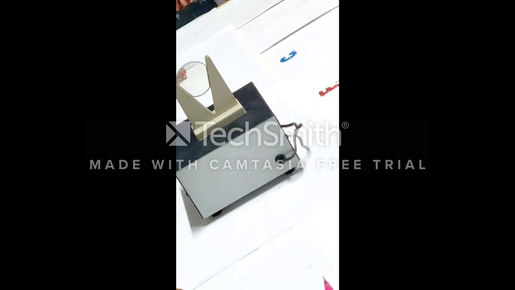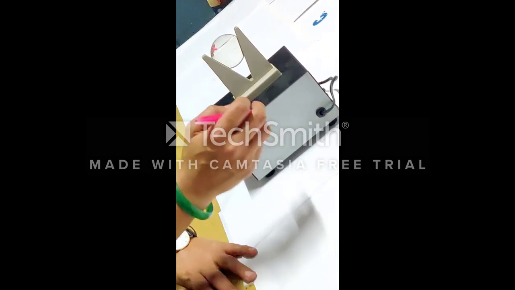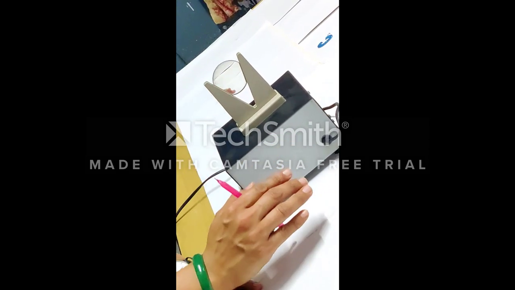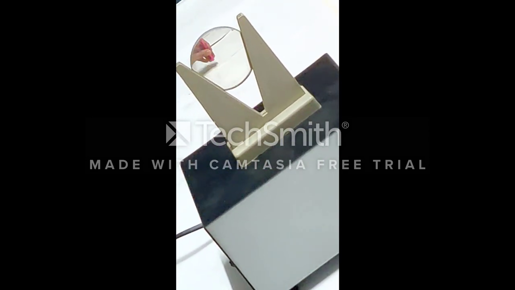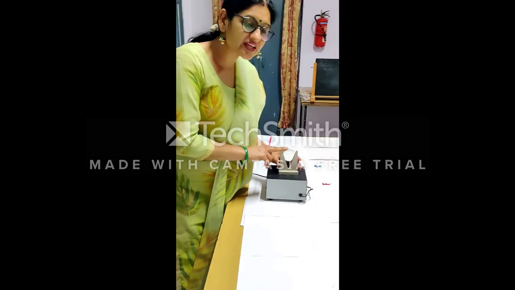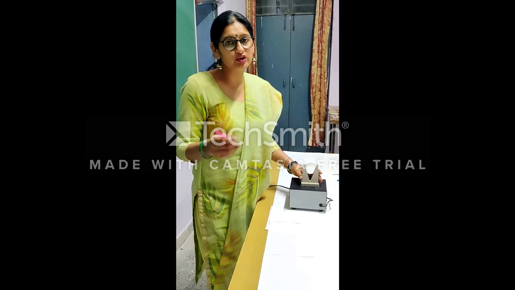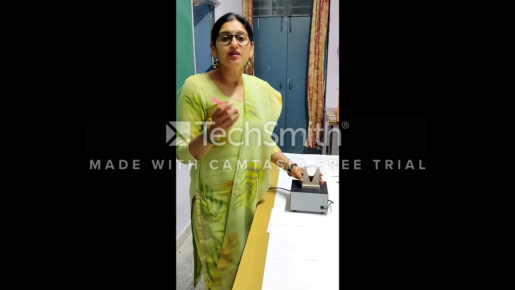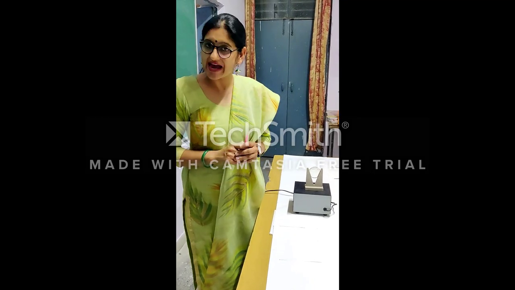What will you observe? You observe that the image of this pen in this mirror is always erect with respect to the position of this pen or pencil. That means a convex mirror always forms an erect virtual image. That's why we use a convex mirror as a rear view mirror in vehicles.